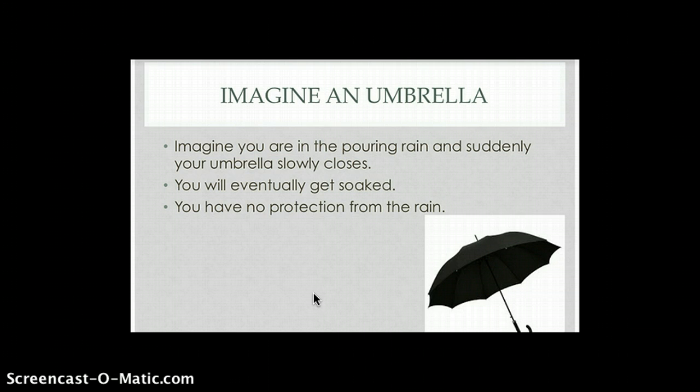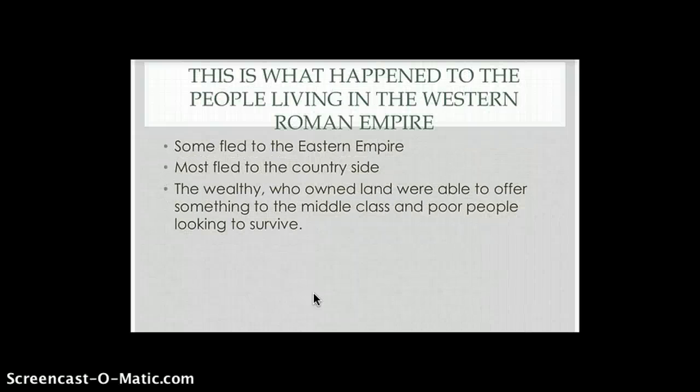Imagine an umbrella. Imagine you are in the pouring rain and suddenly your umbrella slowly closes. You will eventually get soaked. You have no protection from the rain. This is what happened to the people living in the Western Roman Empire.